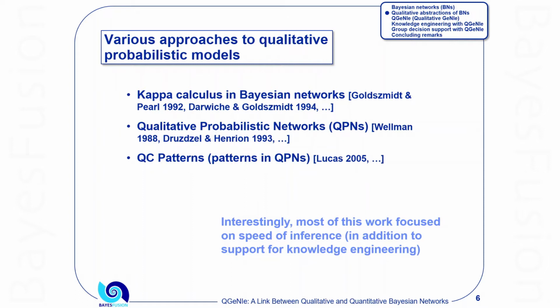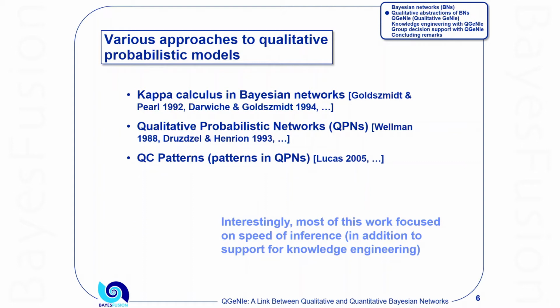That was the hope. The three main approaches that I'm familiar with is the kappa calculus in Bayesian networks by Goldszmidt and Pearl, enhanced by Darwiche and Goldszmidt, and there were other follow-up papers. Essentially, it has Bayesian networks with conditional probability tables, but in the tables there are no probabilities. There are just integer numbers specifying the order of magnitude of the number.